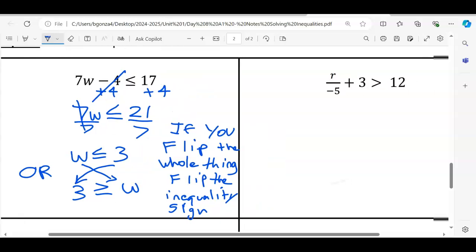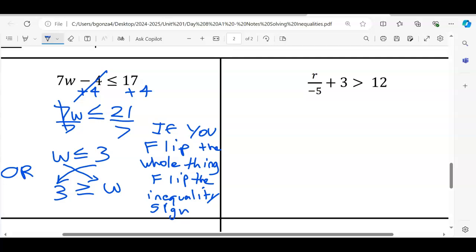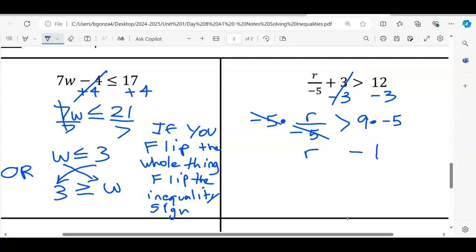Okie dokie. Off to the right here, the loner is 3, a plus 3, so we're going to do the opposite. Minus 3, minus 3. R over negative 5 is greater than 12 minus 3 is 9. How do I get rid of a divided by negative 5? What's the opposite? Opposite of dividing is multiplying. Negative 5, multiplying negative 5. So now I have R. 9 times negative 5 is negative 45.